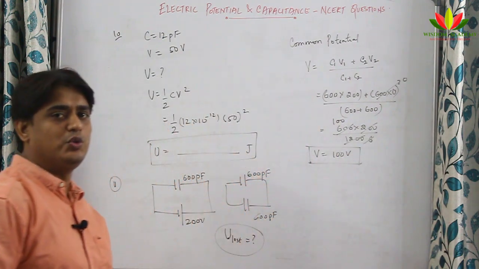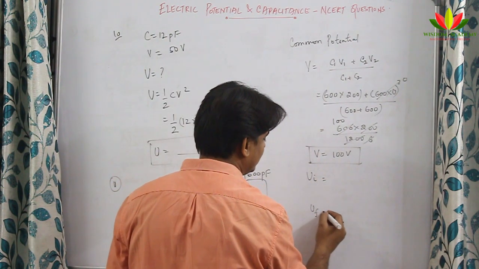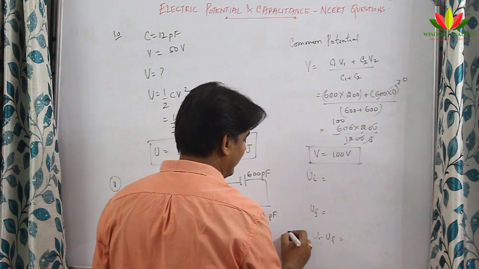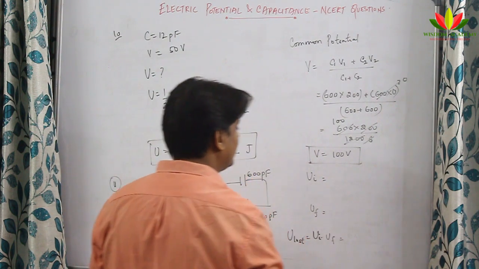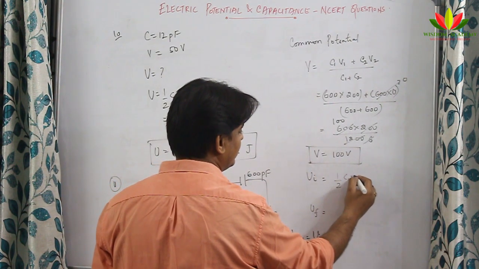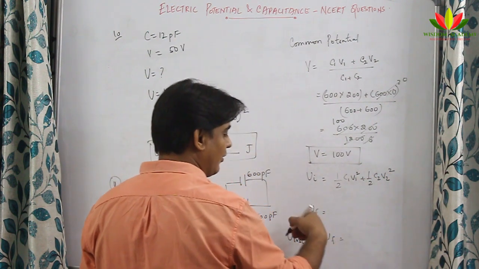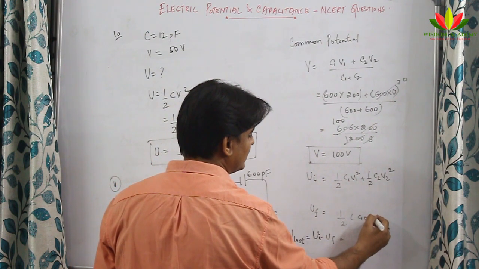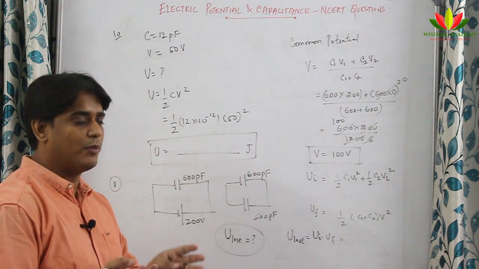Then what you have to find? You will find initial energy, you will find final energy, and then you will find Ui minus Uf to get the value of U lost. Initial energy will be equal to half C1 V1 square plus half C2 V2 square. And the final energy will be half C1 plus C2 into V square, because in the final condition I have put the common potential.